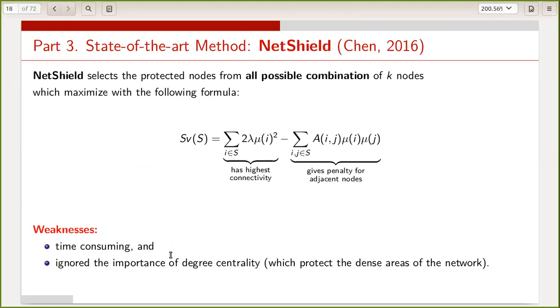So what she proposed. Dr. Chen actually mentioned that the NetShield selects the protected nodes from all possible combinations of k nodes, which maximize the following formula. In this formula, we make the shield value of the set of nodes.